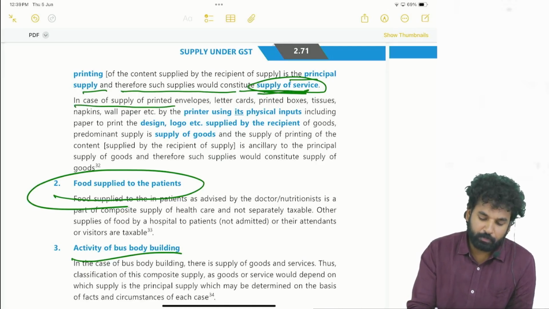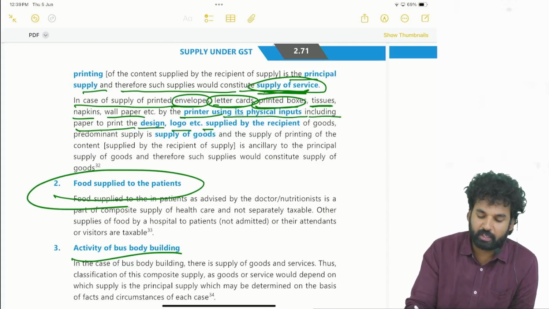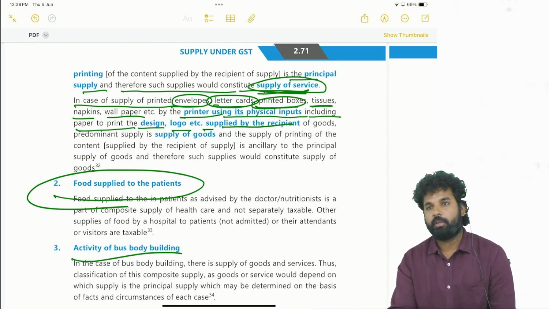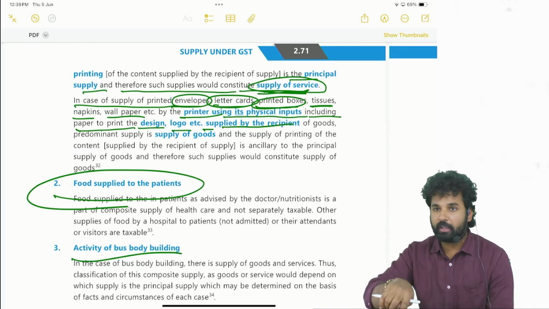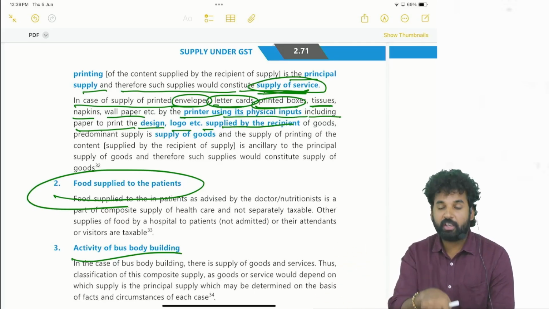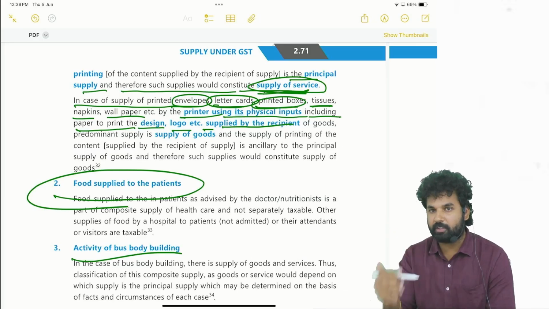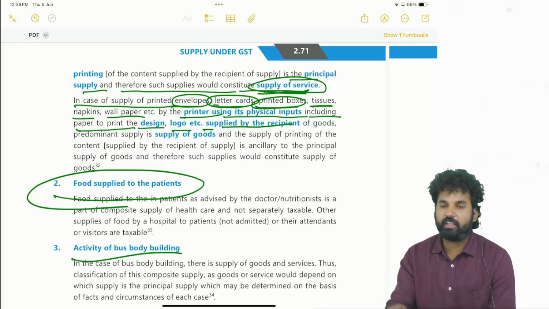In case of supply of printed envelopes, letter cards, printed boxes, tissues, napkins, wallpaper, etc. by a printer using its physical inputs including paper, with the design, logo, etc. supplied by the recipient. In brochures and books, the content is more important, and that is given by the recipient. That's why it is just a supply of service. Here the material is important, and that is supplied by the printer. That's why it is supply of goods.